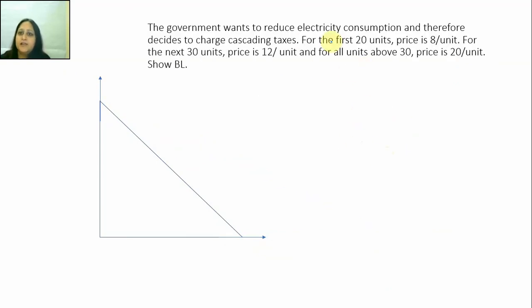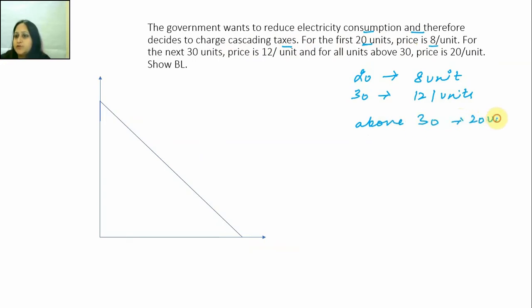The government wants to reduce electricity consumption. This one is interesting, right? And therefore decides to charge cascading taxes. For the first 20 units, the price is 8 rupees per unit. For the next 30 units, the price is 12 rupees a unit. And for all the units above 30, the price is 20 rupees a unit. For the sake of hypothetical calculations, let's suppose the income is 10,000. Although this has no relevance, I'm just saying it for the sake of calculation.